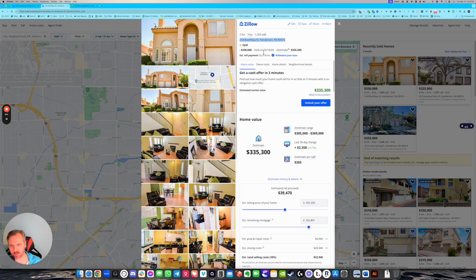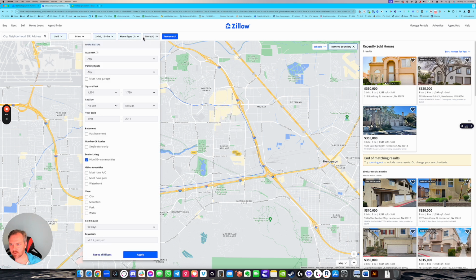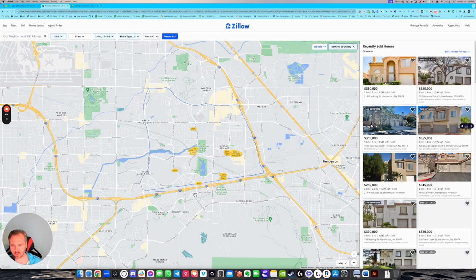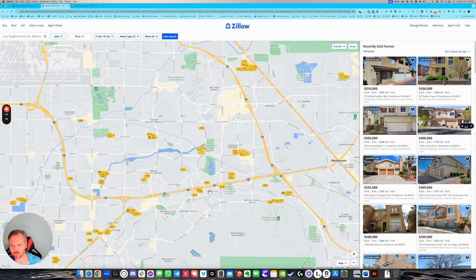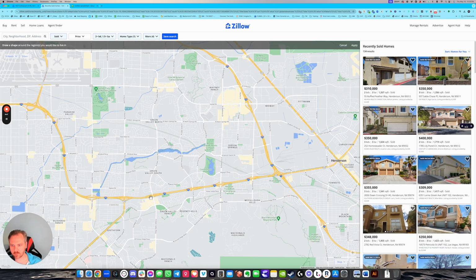We also have sold date. That's another really important thing. Especially if we're going out further, we want to take those that are sold. So if I come in here and say, you know what, I'm going to go all the way out to 12 months, that gives me a lot more, and I might even redraw my boundary here to make sure that I captured all of the ones on the side there.